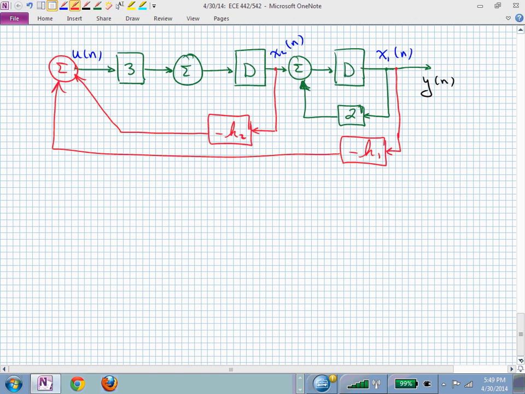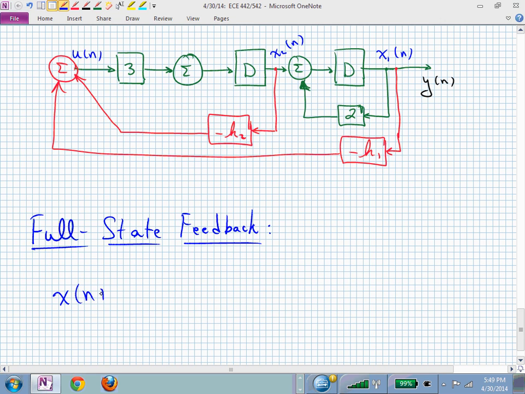Here's what we want to do. So now, from that block diagram, or from any, we actually have x of n plus 1 equaling phi x of n plus gamma u of n. Phi is our system matrix, gamma is our input matrix.